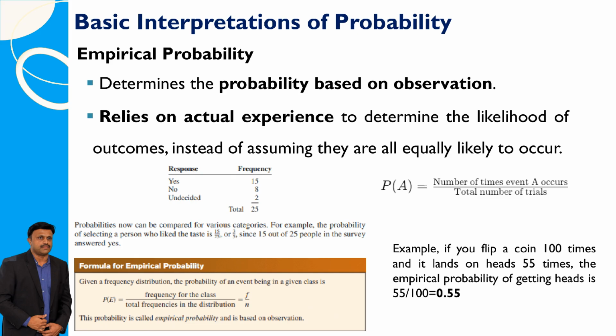Empirical probability involves determining the likelihood of an event based on observed data rather than theoretical assumptions of equally likely outcomes. For example, if a coin is flipped 100 times and lands on heads 55 times, the empirical probability of landing on heads is calculated as 55 divided by 100 or 0.55.